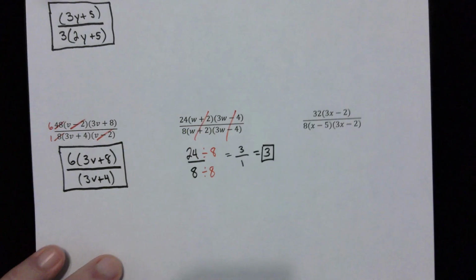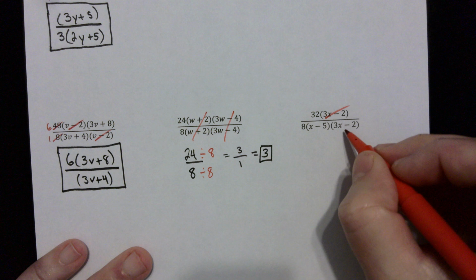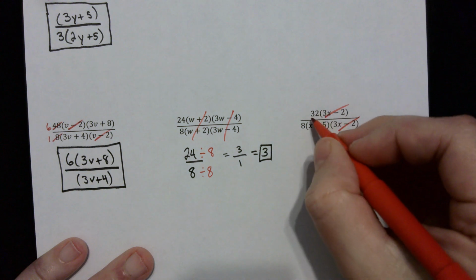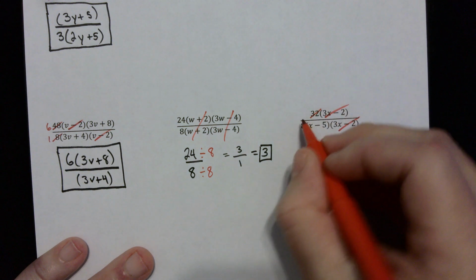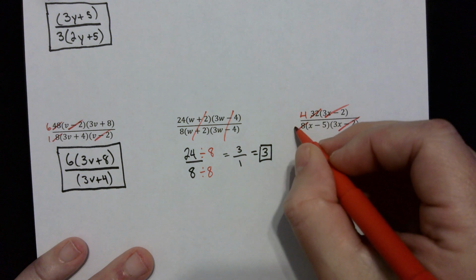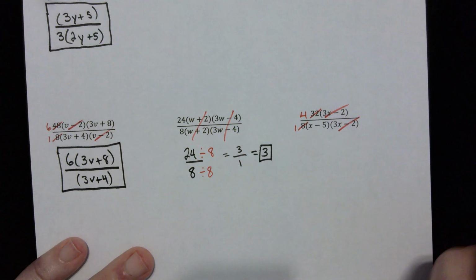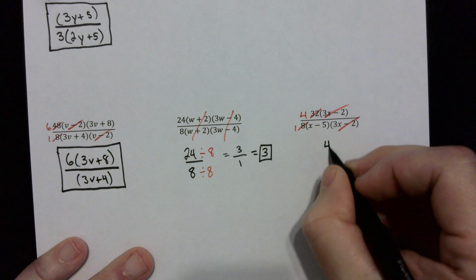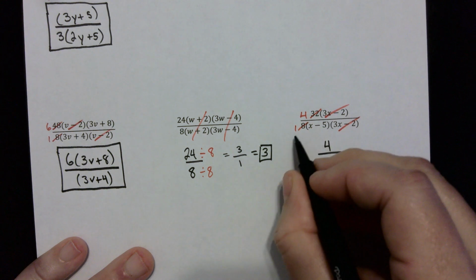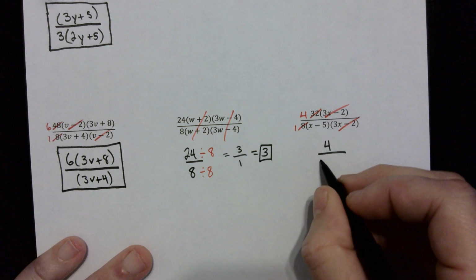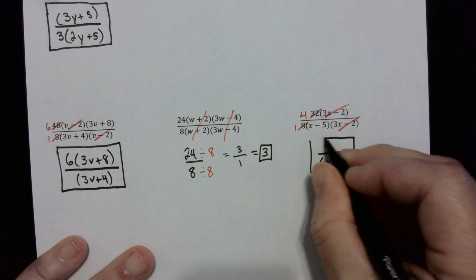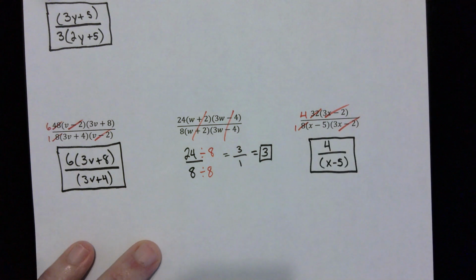And then for the last one here, we've got the 3x minus 2 on top and bottom, so we'll cancel those out. And then the 32 and 8, let's divide those by 8. So 8 goes into 32 4 times, 8 goes into itself once. So the top, this is all gone, just the 4 remains. And on the bottom, we have a 1 times the x minus 5, so I'm not going to write the 1, I'll just do the x minus 5. And that is as reduced as I can get it, and that is it.